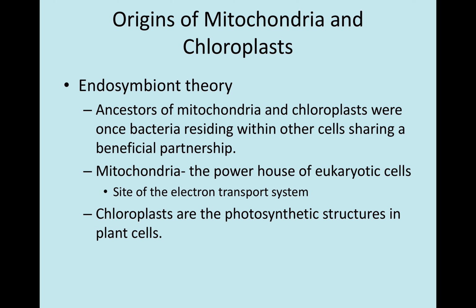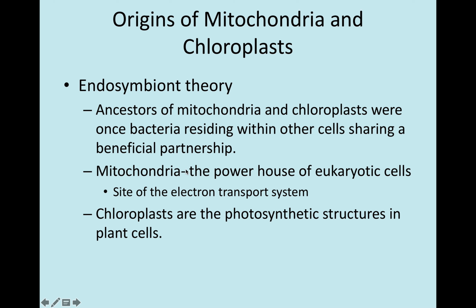So one of the interesting things about eukaryotic and prokaryotic ribosomes is that inside eukaryotic cells, our cells, mitochondria actually have 70S ribosomes. So there's this theory called the endosymbiotic theory, or endosymbiont theory, which basically states that ancestors of mitochondria and chloroplasts were once free-living bacteria, and they basically formed a beneficial partnership.